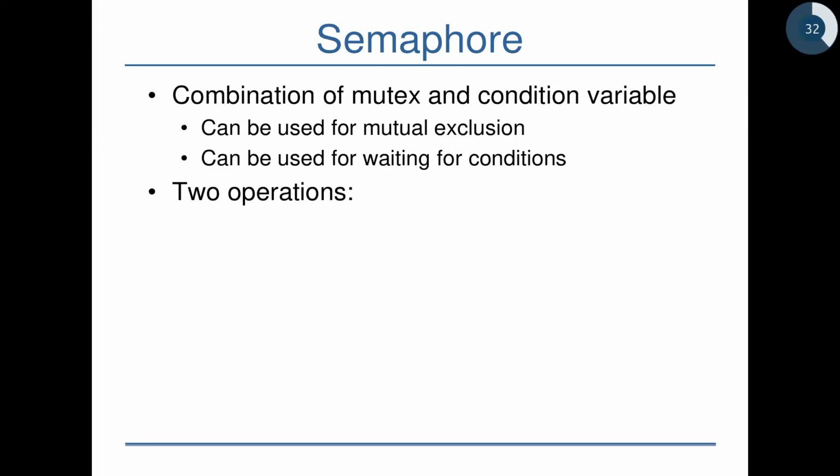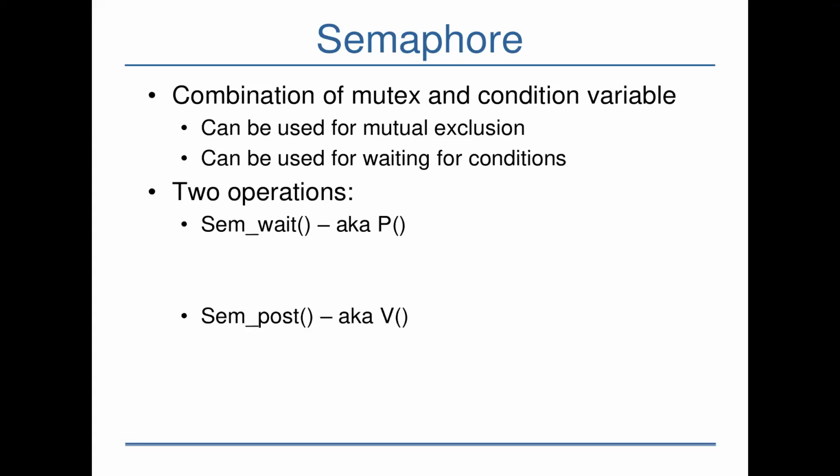There are two operations. One operation is sem wait. Semaphores were invented by Dijkstra, and in the original literature he used the P notation, which, unless you know Dutch, probably doesn't make much sense, so let's use sem wait for simplicity. Then there is sem post, which in the original literature is known as the V operation.